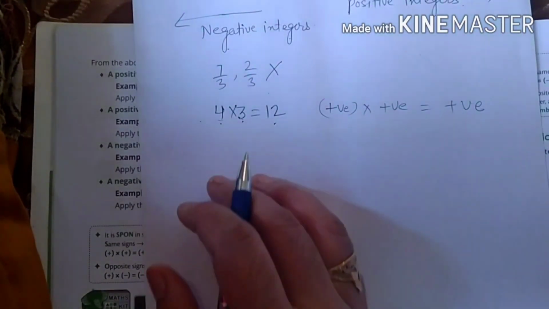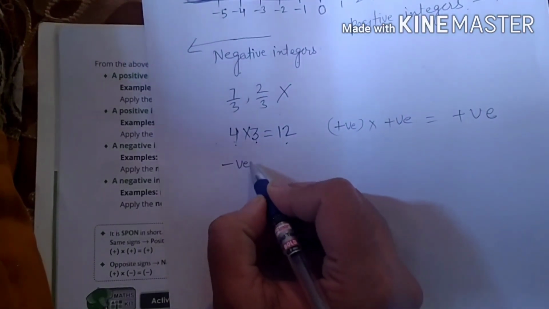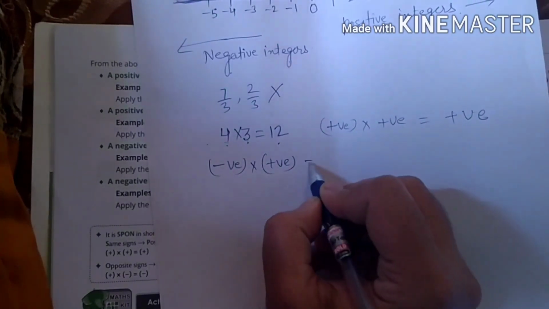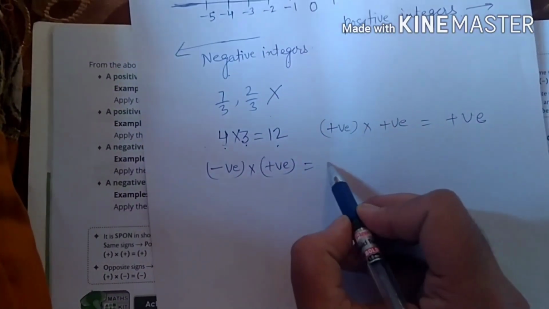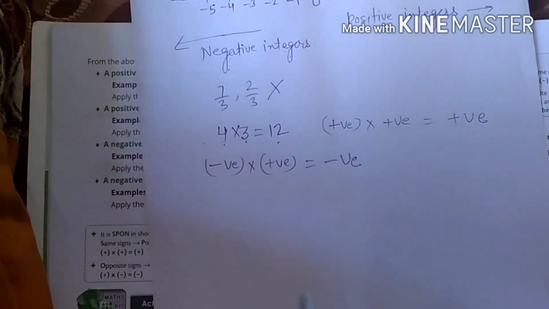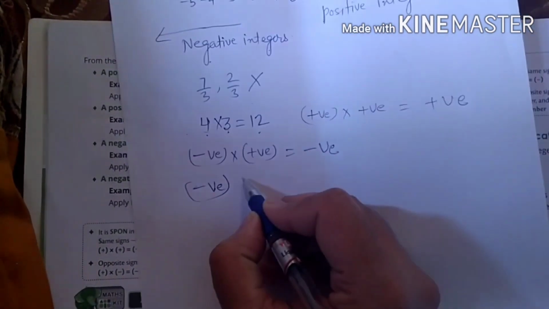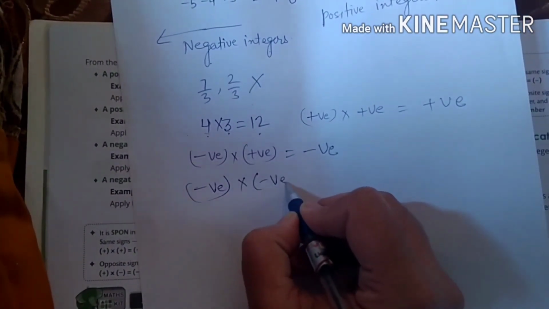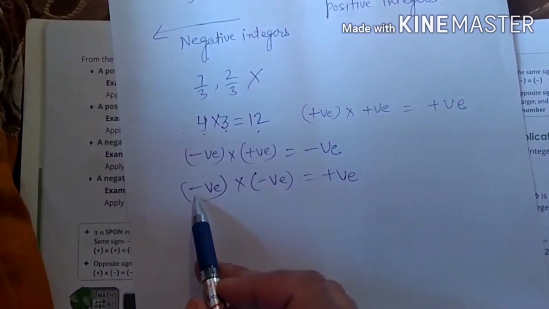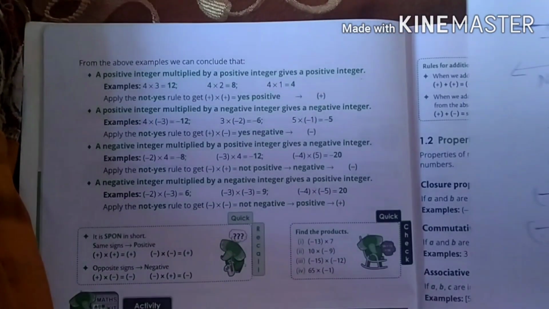When you multiply a negative integer with a positive integer, your answer will be negative, minus times plus is minus. But if both the integers are negative, a negative integer multiplied by a negative integer, then your answer will be positive. Why? Negative, negative, positive. Understood, all of you?